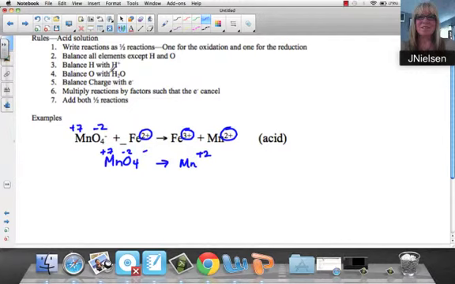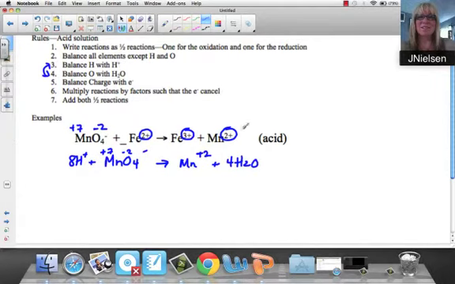Balance O with water. Sorry, these two rules actually should be reversed. Balance O with water. So we have 4 oxygens, so I'm going to add 4 H2O. Now I have 4 oxygens, 4 oxygens. But in doing that, I now have 8 H+. So now I'm going to add 8 H+ to this side. That's where we're balancing the H with H+.